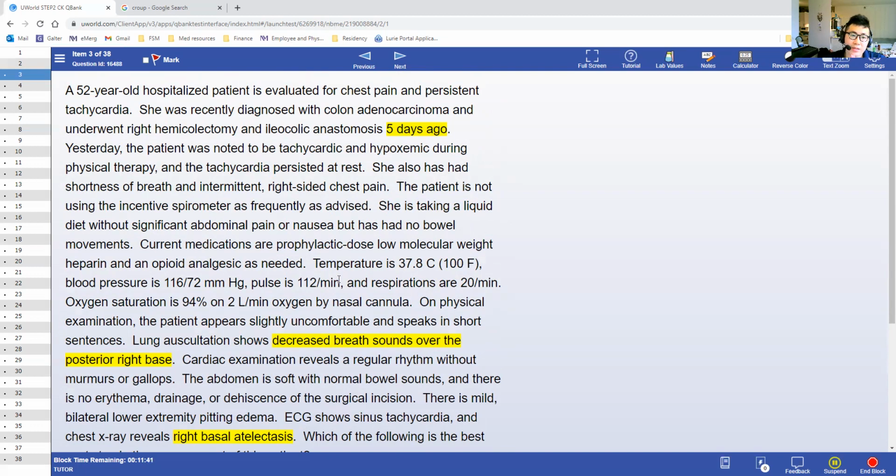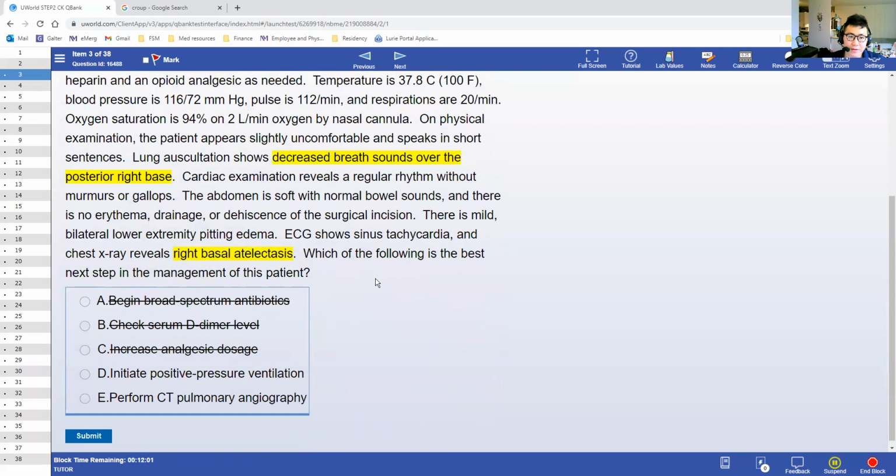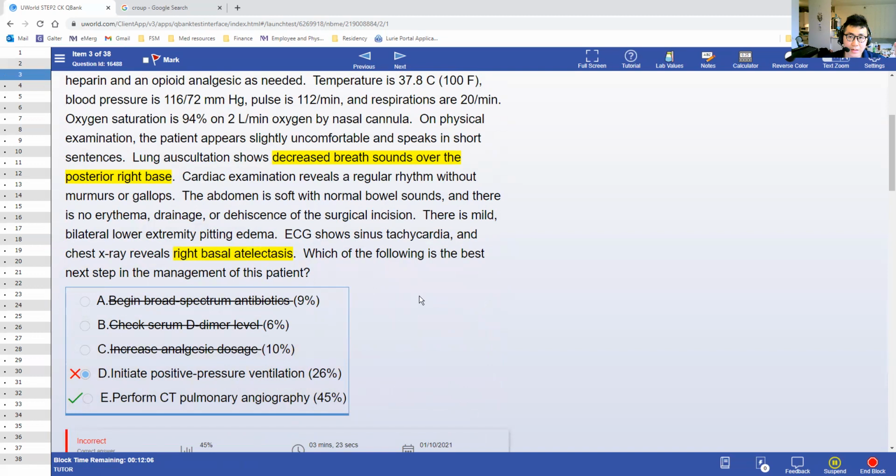In this kind of setting, I think the question is how high is our suspicion for PE? This is just a post-surgical setting, but I still don't really feel that my suspicion is too high. Yeah, I'm going to go with positive pressure ventilation for this one. And no, I was wrong.